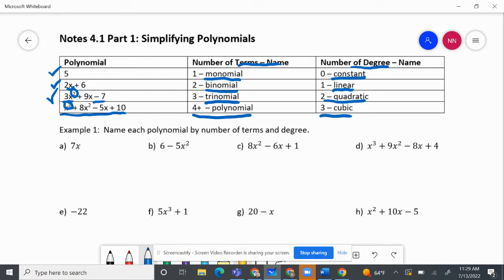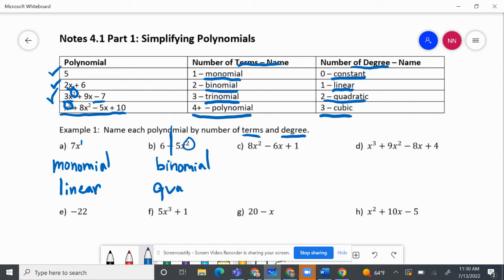So for example 1, what we're going to do is name each polynomial by their term and their degree. So in this case, what we have is 1 term. So we're going to call this a monomial. And then the degree would be 1, so we would call that a linear. For the next one, this is a binomial. Once again, because it has 2 terms, pluses and minuses separate terms. The highest exponent is a 2, so we would consider that a quadratic.